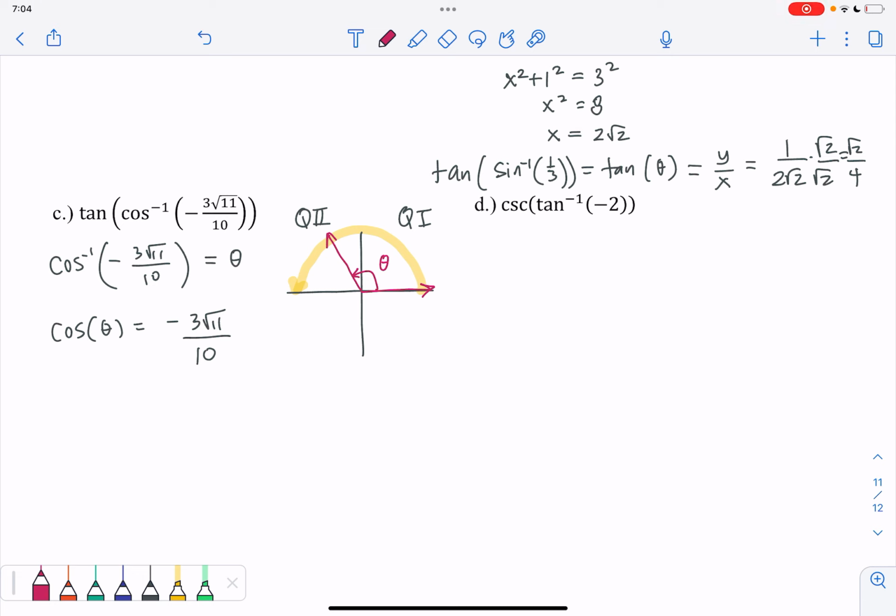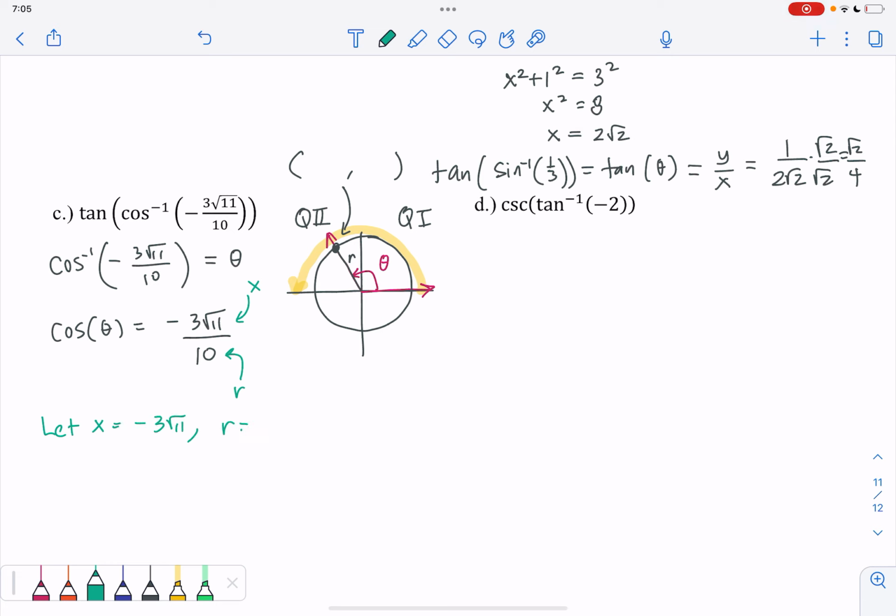What about it? Well, let's say I am on a big circle, and not necessarily the unit circle. Okay, and so what I know is that if I can define this point, like it's x and y, and I can define the radius of this circle, if I have x, y, and r, then I can define my trig functions using x, y, and r. Okay. So I said cosine of theta equals negative 3 root 11 over 10. So what do I know? Well, this is an x value, and this is the r value. Okay, so I'm going to say let x equal negative 3 root 11, and let r equal 10.